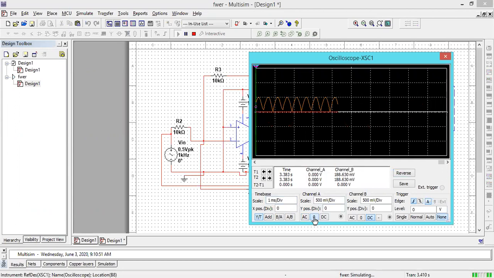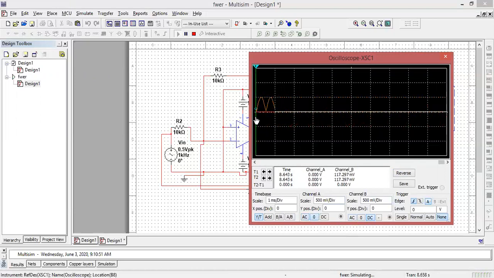Coming to the input signal, the input signal is an AC signal having a peak amplitude of 0.5 volt and a frequency of 1 kilohertz, hence 1 millisecond is the time period of the signal, which corresponds to 1 kilohertz. The amplitude of the input signal is 0.5 volt, that is 500 millivolt. Now the output is observed in channel B. Press the DC signal where you can observe the output signal.